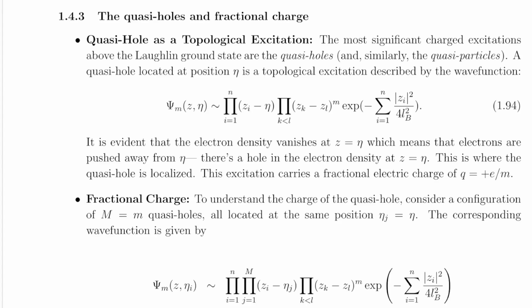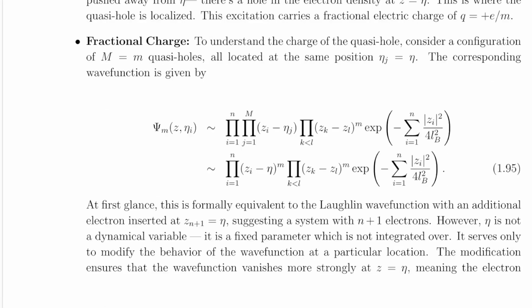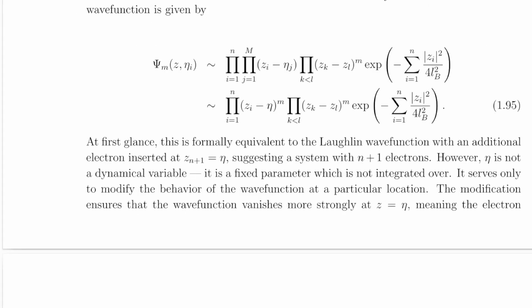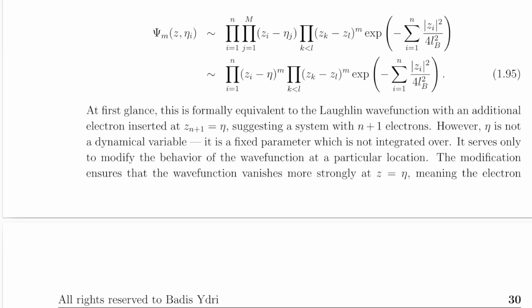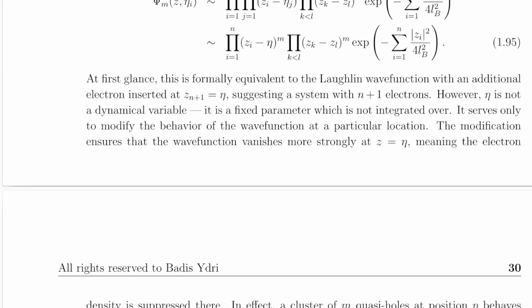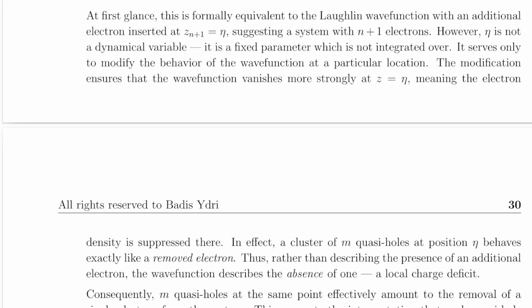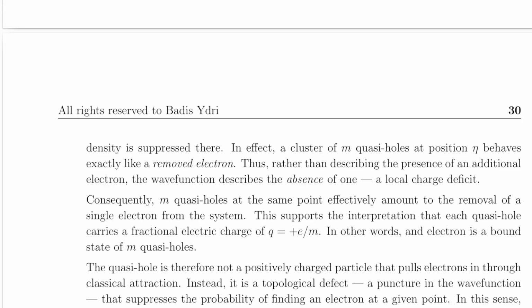To see this more clearly, consider placing m quasi-holes at the same location eta. The resulting wave function is mathematically identical to the Laughlin wave function with an extra electron at that point. But here's the key. Eta is not a dynamical variable. It is fixed and not integrated over. This means we are not adding an electron to the system. Instead, we are modifying the structure of the wave function to exclude electrons from that point. So what appears like an added electron is actually the absence of one.